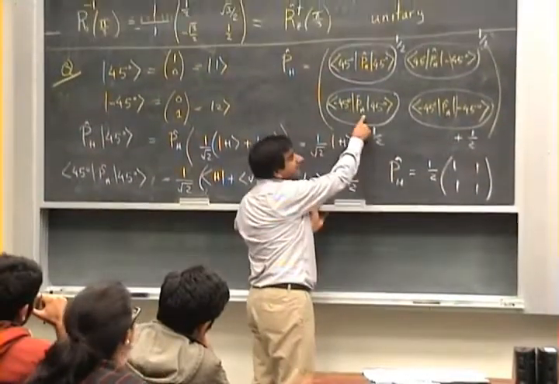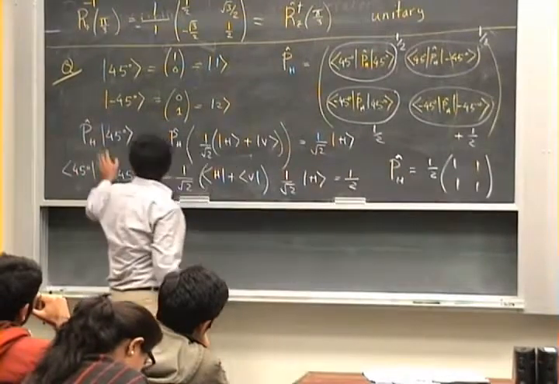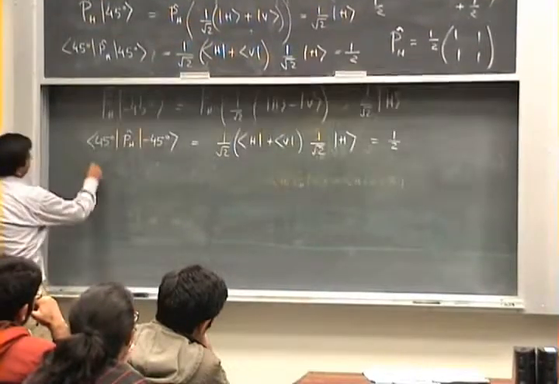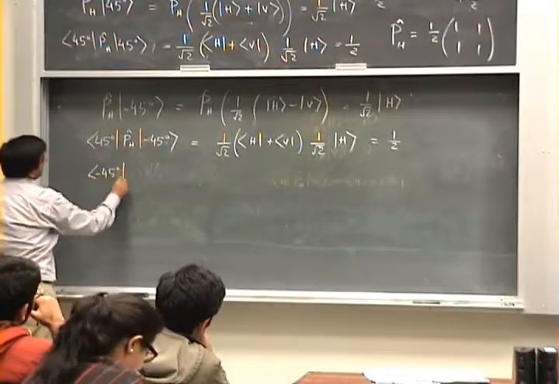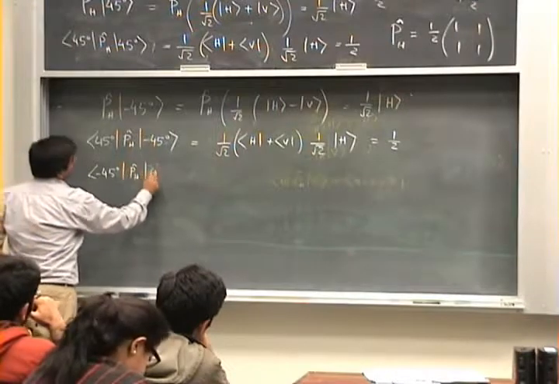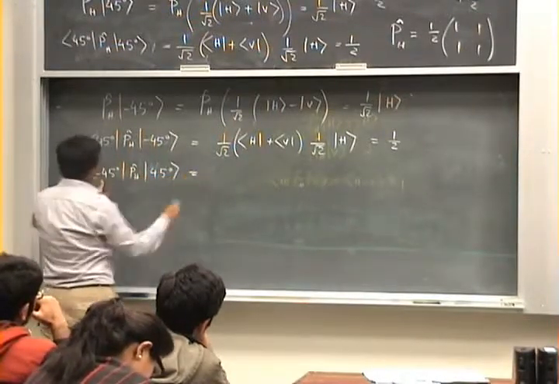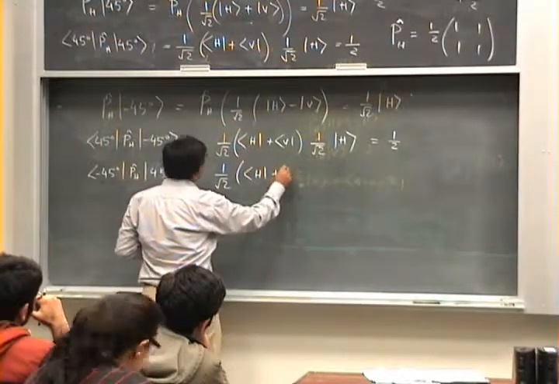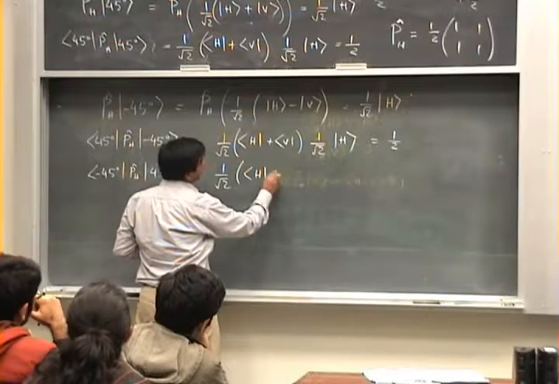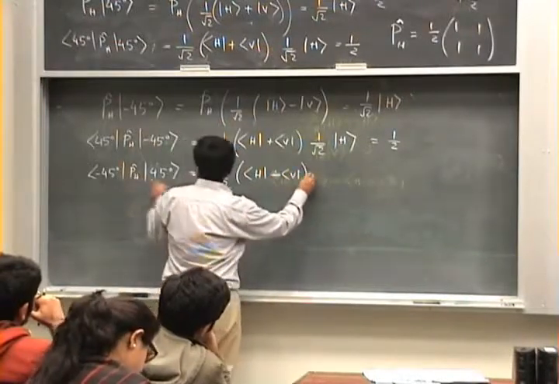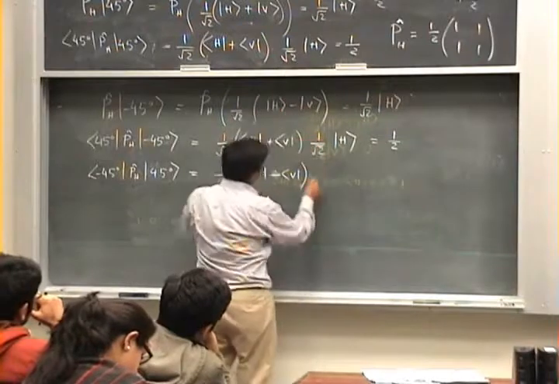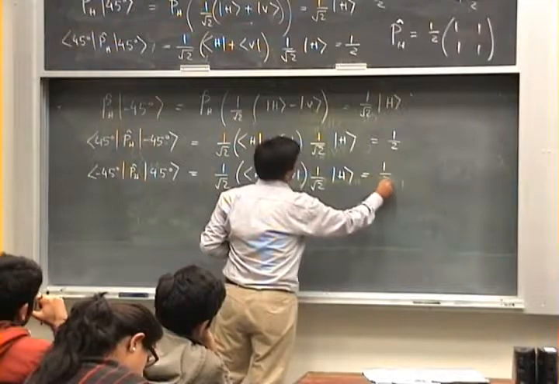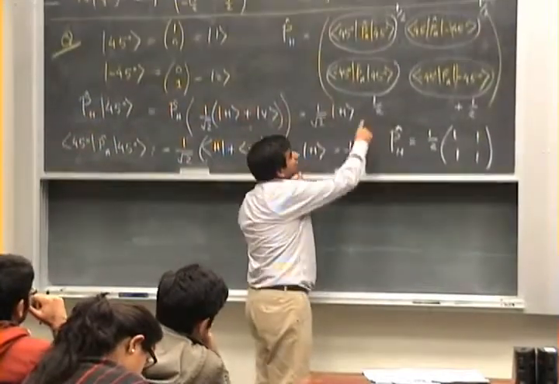Okay, I would now like to find out this element, but this I've already calculated. So minus 45 degrees pH acting on plus 45 degrees, where plus 45 degrees is 1 over under root 2 ket H plus ket V. This is 1 over under root 2 ket H. The result is 1/2. Okay? So this element is also 1/2.